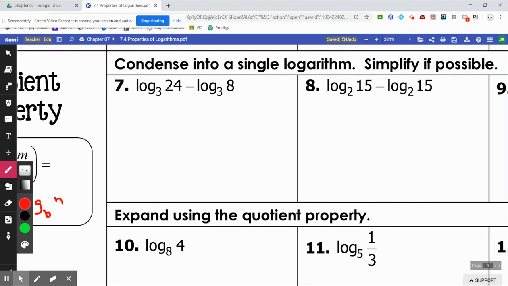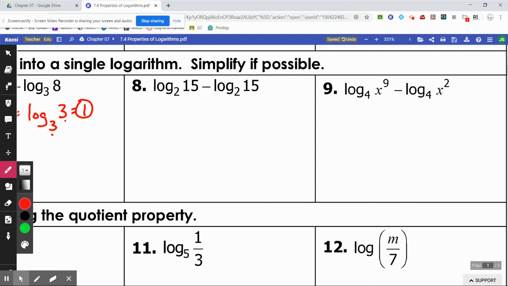So here we're going to condense this into a single log. A log minus a log can be written as a quotient, 24 divided by 8. And we can clean that up. 24 divided by 8 would be 3. And you could go a step further. 3 to what power is 3? That's if you wrote it in the other form. You could clean this up all the way to 1.